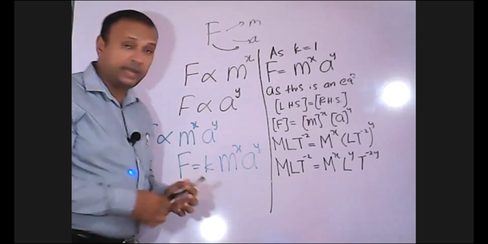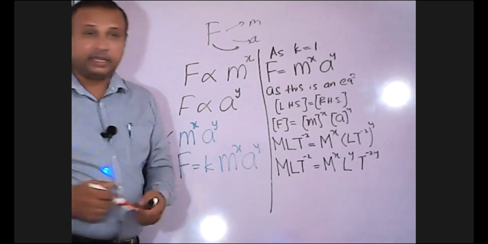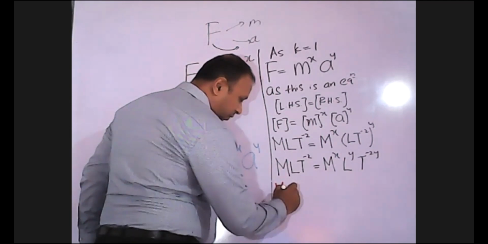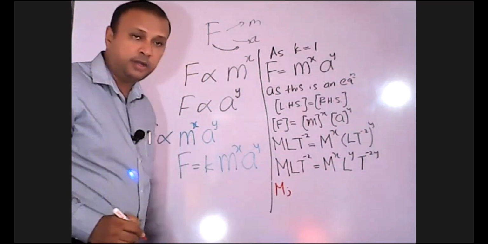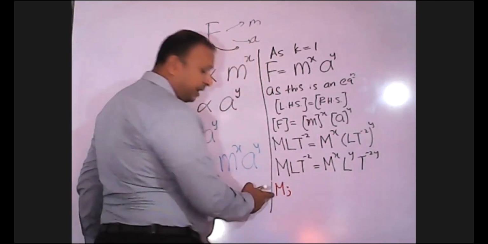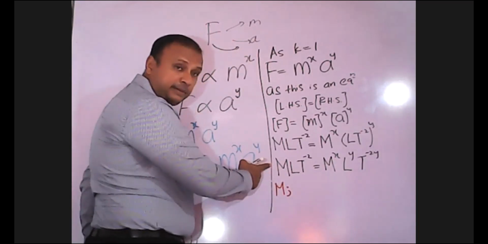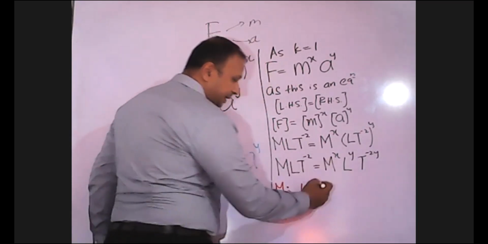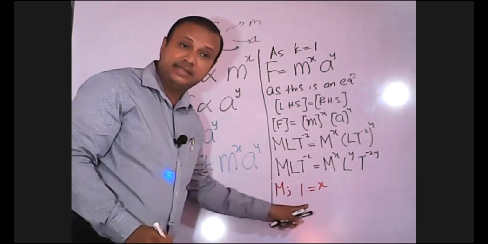So I can equate, equating the power of m. You have to write this as m with a semicolon, which means we are considering the power of m. The power of m in LHS is 1. The power of m in the right hand side is equal to x. From that, I can determine x is equal to 1.